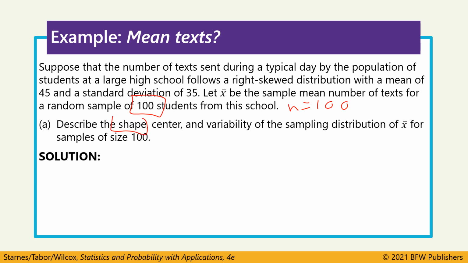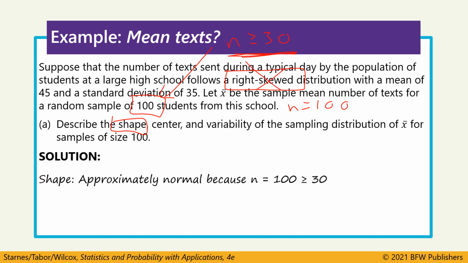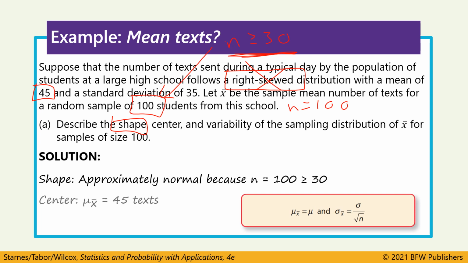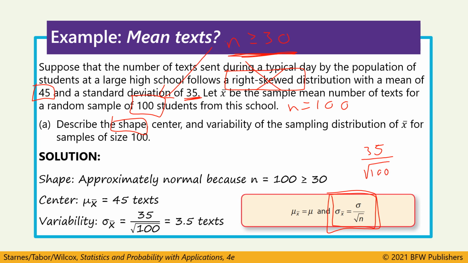Well, the shape will be approximately normal because this is greater than 30. Okay, so does it matter that it's skewed right to begin with? Because this sample size is greater than or equal to 30, we're going to get something that's approximately normal. The center will be around that true mean of 45. And the standard deviation is going to be calculated with this equation down here. So sigma, the population standard deviation, is 35. We're going to divide that by the square root of the sample size, and we get 3.5 for a standard deviation.